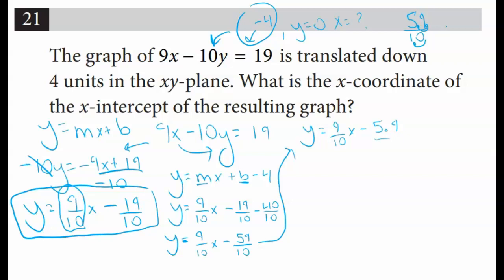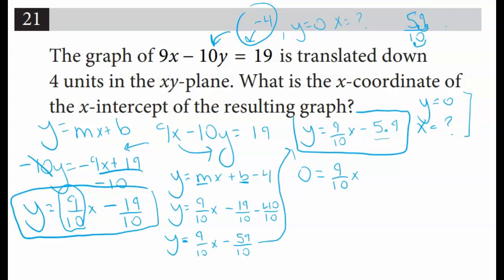And so what is it asking us after that? What is the x-coordinate of the x-intercept of the resulting graph? So we found the resulting graph. It's right here. We translated it down 4 units. And so when y equals 0, what is x? Because this would represent the x-intercept. So we need to set 0 for y. So we get 0 equals 9 over 10 x minus 5.9. So we move the 5.9 over, we get positive 5.9 equals 9 over 10 x, and we just need to divide 5.9 by 9 over 10.